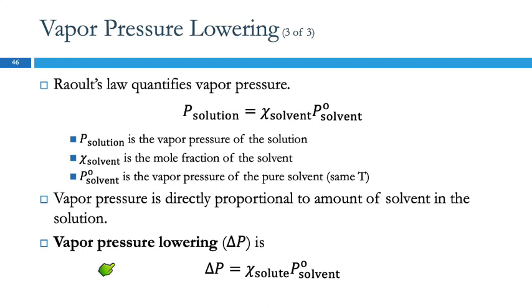There's another equation for the vapor pressure lowering, delta P. So this is how much the vapor pressure goes down. That uses the mole fraction of the solute. But I think this is the only one that we're going to see any problems for.